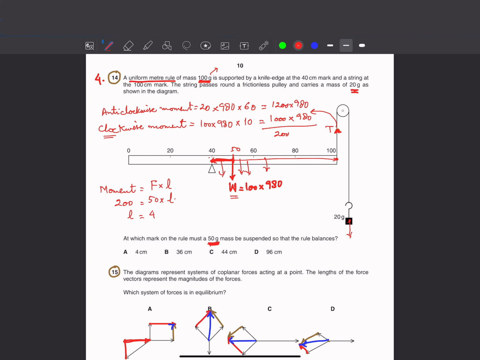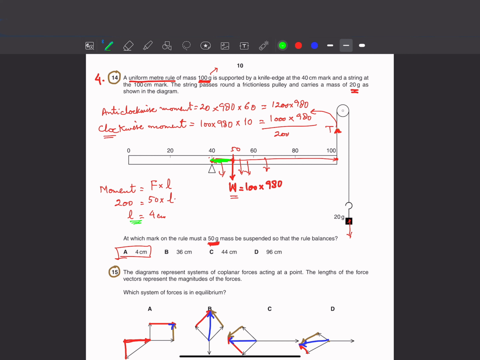So this will basically be a big confusion here. You can write this answer as well, but this answer is not the correct answer. We have calculated the distance from the pivot, like here we have the pivot, and we have calculated this distance L, but this distance L is not required. They are asking at which mark on the ruler must a 50.